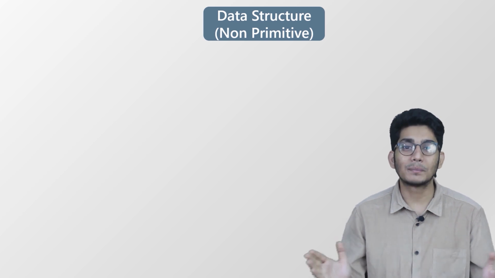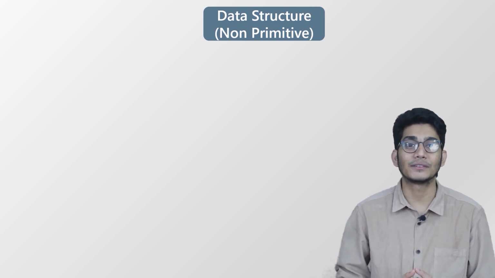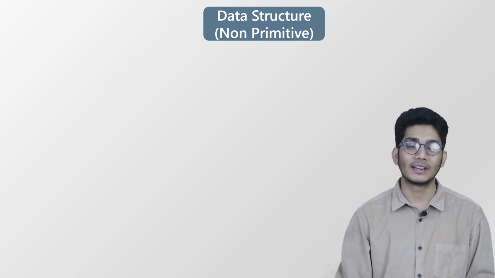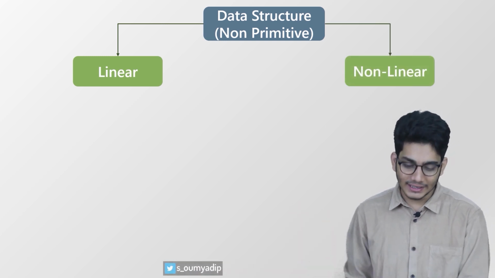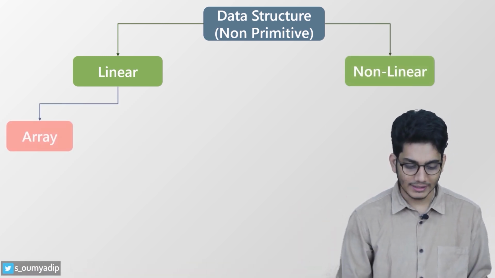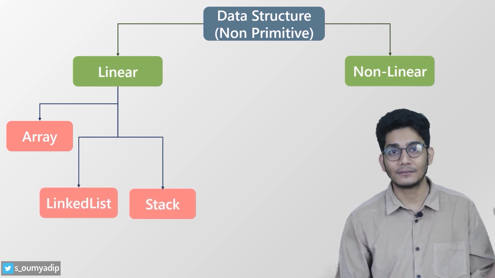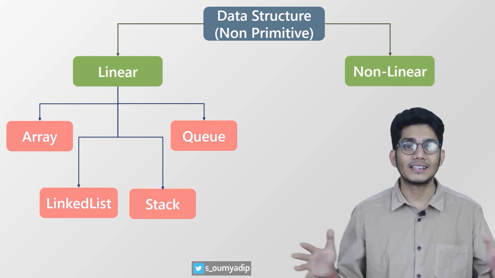So what is non-primitive data structure, and within that what are the types that we have? Within non-primitive data structure we have two parts. One is linear and another one is non-linear. Within linear we have four parts. One is array, second one is linked list, the third one is stack, and the fourth one is queue. So these are the four parts of your linear data structure.